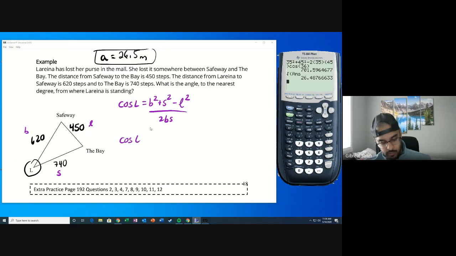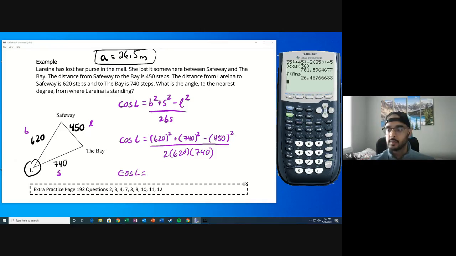So the cosine of angle L equals 620 squared plus 740 squared minus 450 squared, over 2BS. Now we put in the numbers: 620 squared plus 740 squared minus 450 squared. Divide that by the entire expression on the bottom, so remember that first set of brackets if you're going to do this all at once: 2 times 620 times 740. Close that bracket, enter. There's my ratio.